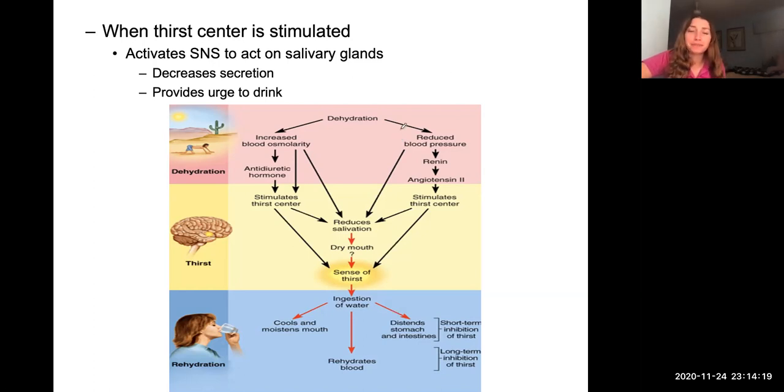This shows you dry mouth, sense of thirst, ingesting water cools and moistens the mouth and rehydrates blood, distends stomach and intestine, short-term inhibition of thirst. Basically, with dehydration, your hypothalamus stimulates the thirst center. It reduces salivation, which causes dry mouth, which enhances the sense of thirst, and it also does other things in your body, like reabsorb water and constrict blood vessels.